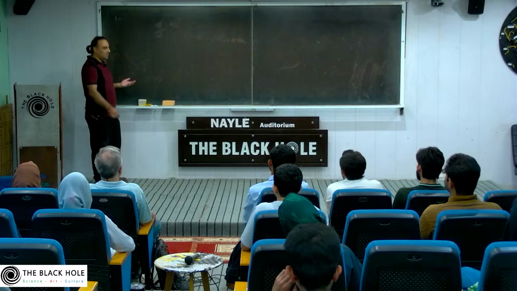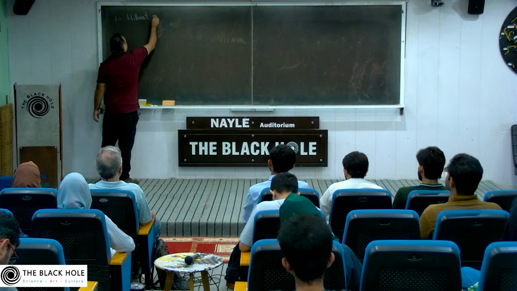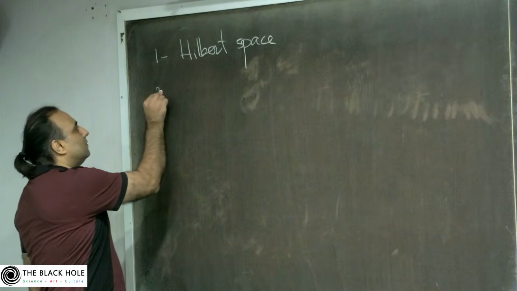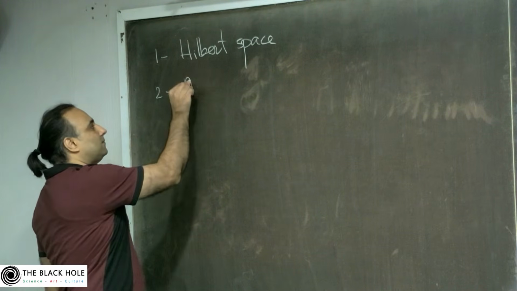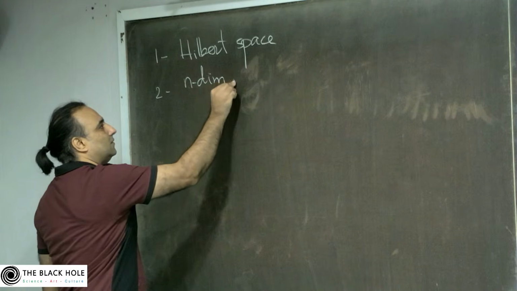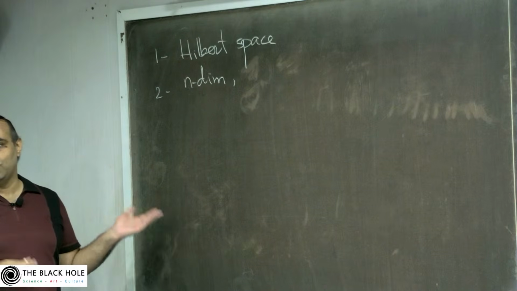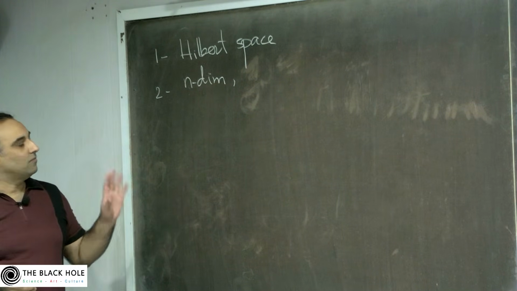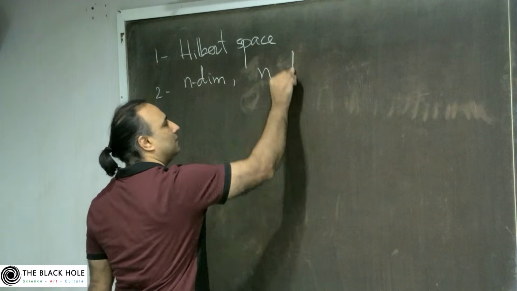So we have Hilbert spaces now. It's a vector space with an inner product. For an n-dimensional Hilbert space, we have n linearly independent vectors that we will be using for basis. We will be using an orthonormal basis actually.